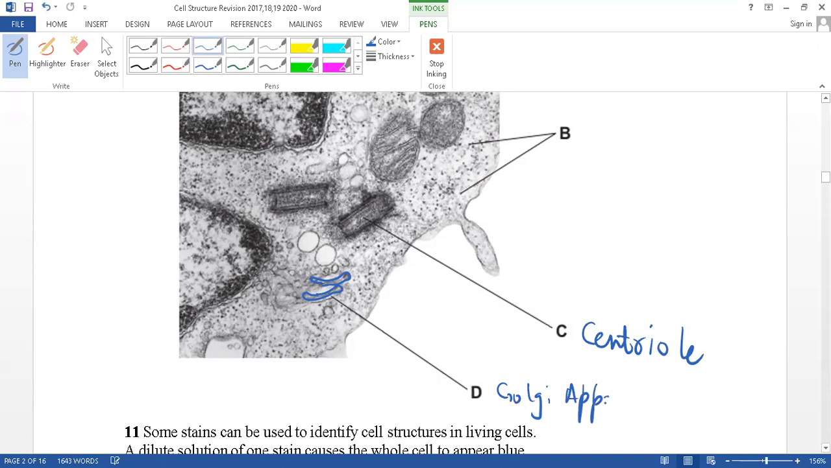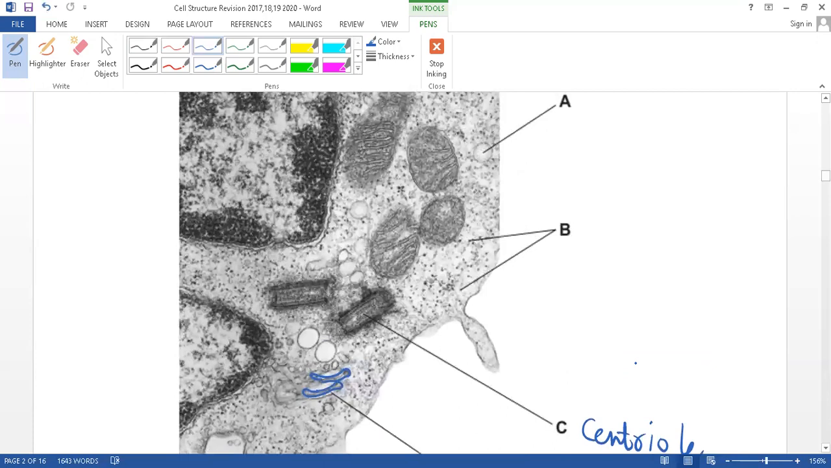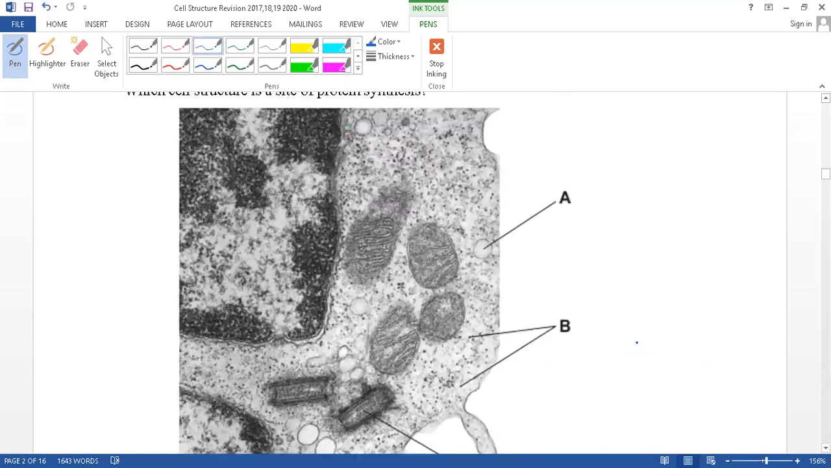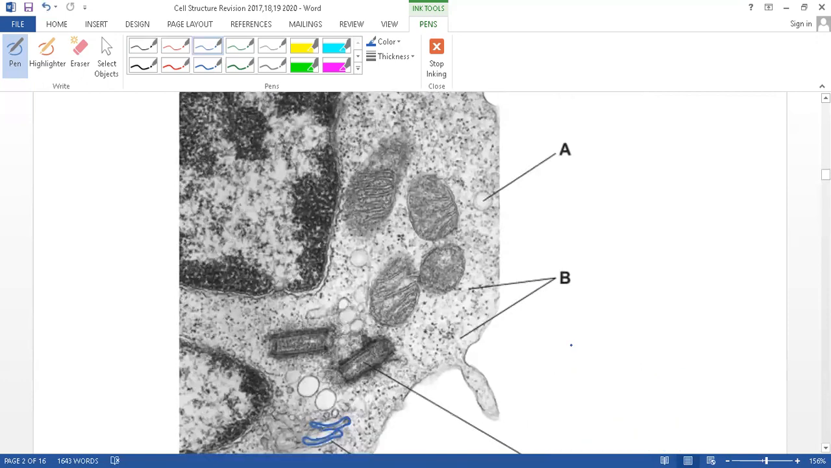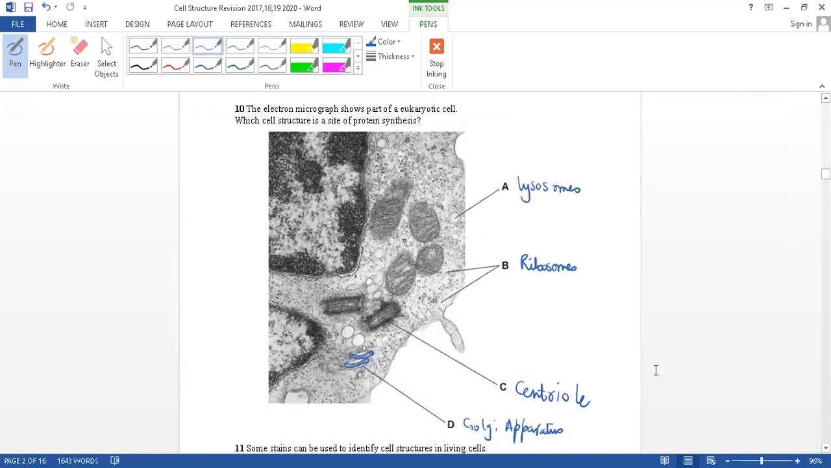You should be able to recognize the structures and their functions by now, okay? Some of you said these are chloroplasts, but this is not a chloroplast because chloroplasts are a bit oval and have a membranous network, and these are cylindrical and at right angles to each other. That's why they are centrioles. These tiny ones are ribosomes, and these seem to be lysosomes. So which one is the site of protein synthesis? B, option B. Excellent.